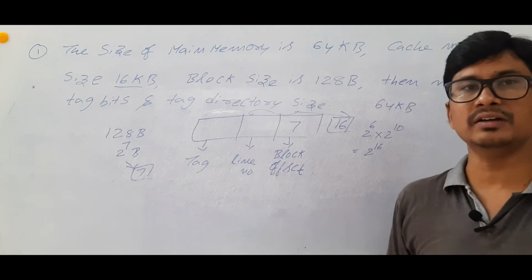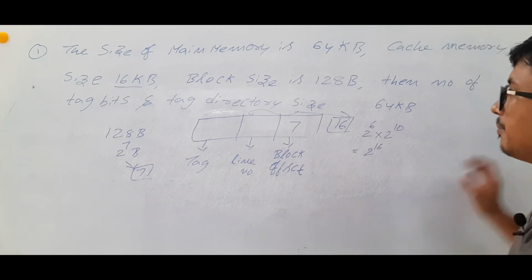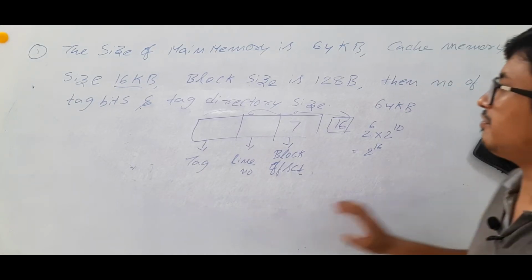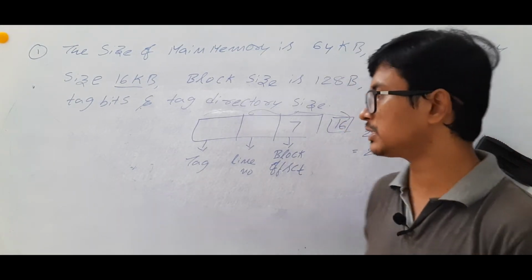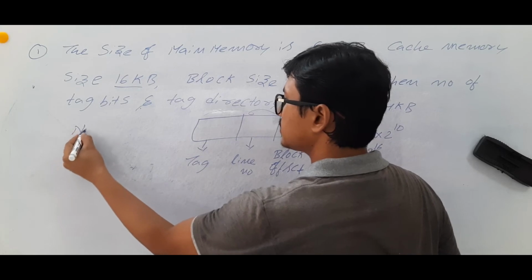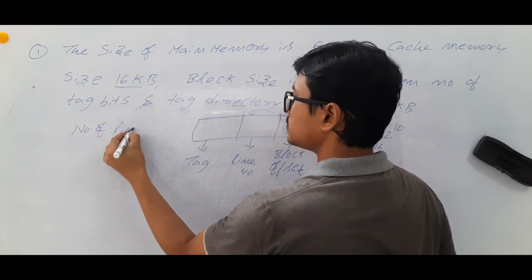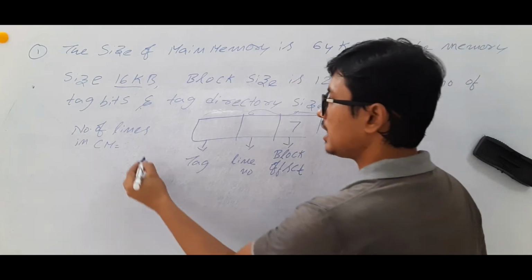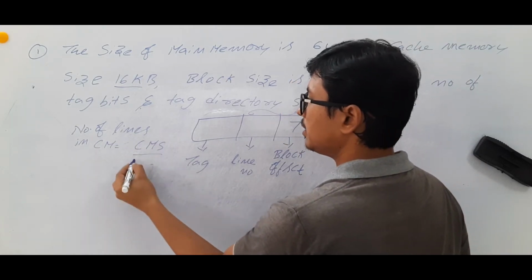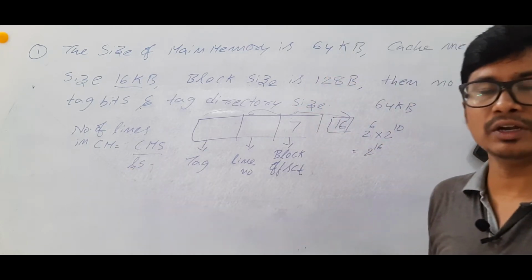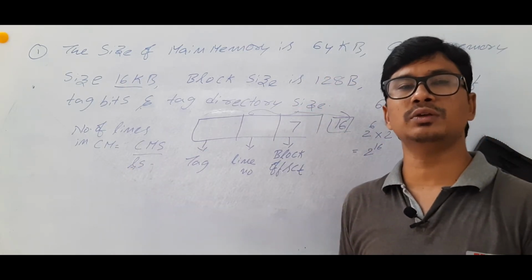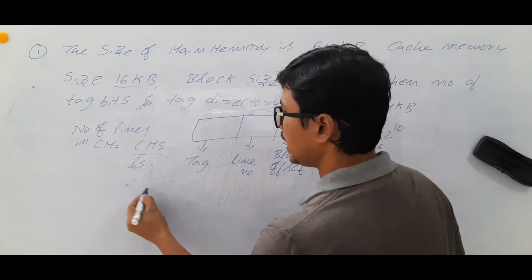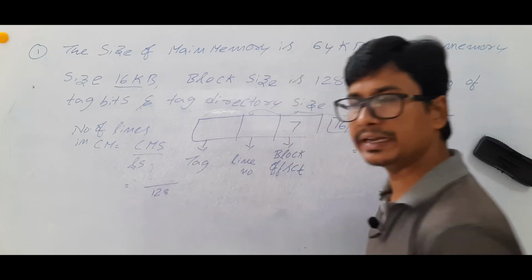Then you need to find the line number. To identify the line number, you need to identify the number of lines in the cache memory. Number of lines in cache memory is equal to cache memory size by line size. I think everyone knows that the block size is equal to line size. What is the block size? 128 bytes. So line size is also 128 bytes.